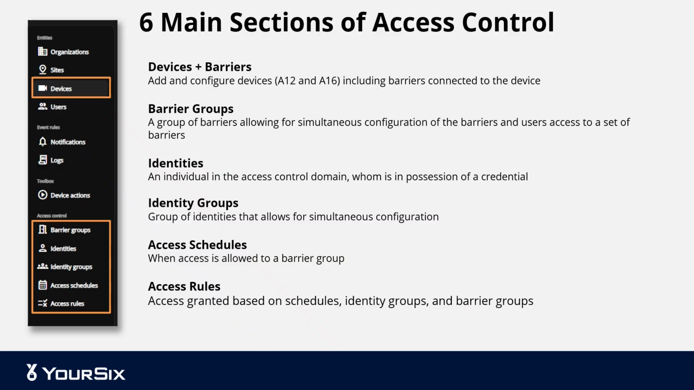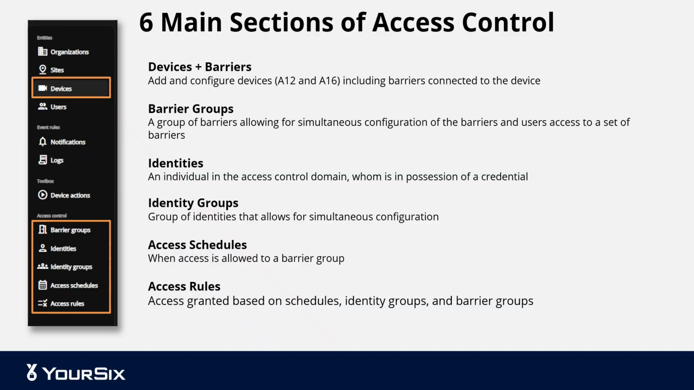Now, these components will be put together to create what we call access rules, which are at the very bottom, which we will focus on in a second. Basically, you will walk through each one of these steps. You'll add a device. You'll create barriers. You'll put those barriers in barrier groups. Create your identities, eventually add the credentials to those identities, put those identities into an identity group, create access schedules, and then you're going to wrap all these together into an access rule.